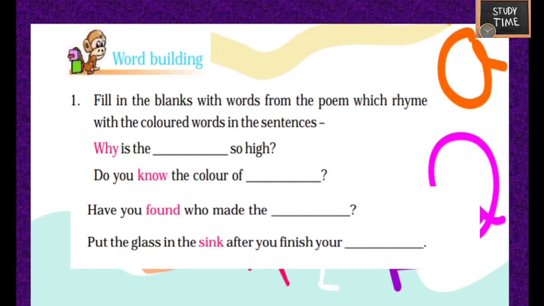Words building. Fill in the blanks with words from the poem which rhyme with the colored words in the sentences. Why is the sky so high? Do you know the color of snow? So here you have to write the rhyming word of the colored words. Why, sky? No, snow. Have you found who made the sound? Found and sound. Put the glass in the sink after you finish your drink. Sink and drink are rhyming words.